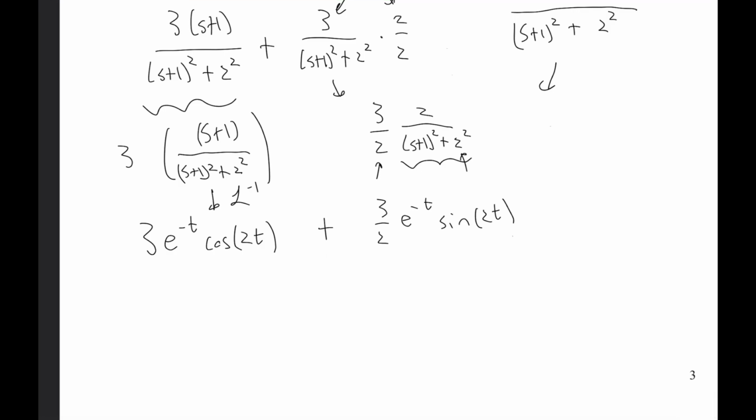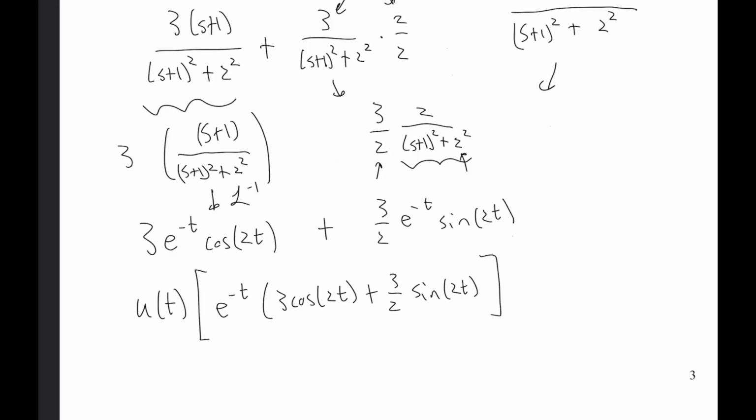So the final answer is u(t), remember, because the Laplace transform is one-sided, multiplied by, let's take out an e^(-t) of everything, 3 cosine of 2t plus 3 halves sine of 2t. And this gives us an idea about the impulse response of this function.